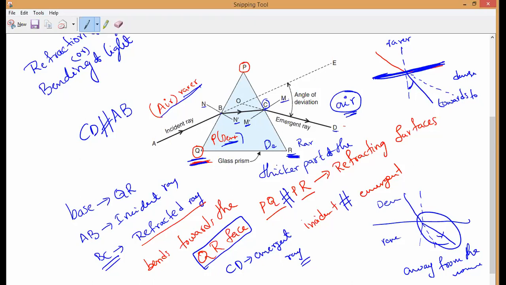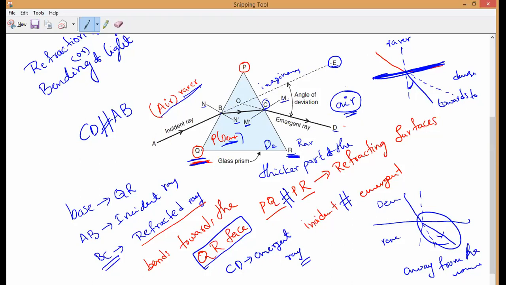So now you can see how much it is. If you project it, now produce the incident ray AB in the upward direction, the original path, till point E. I am producing the incident ray. The dots indicate an imaginary line. If you project it till point E.